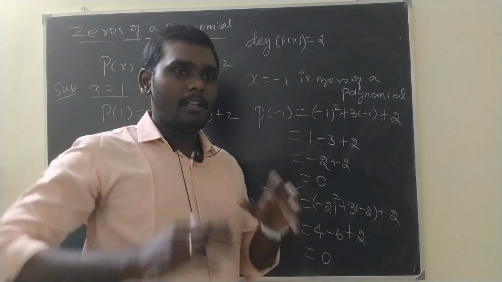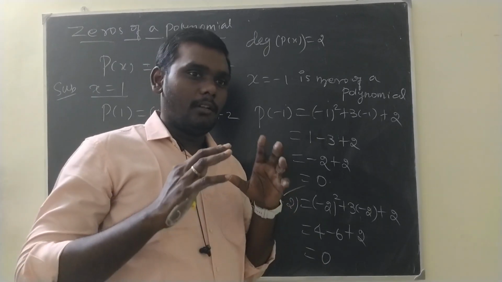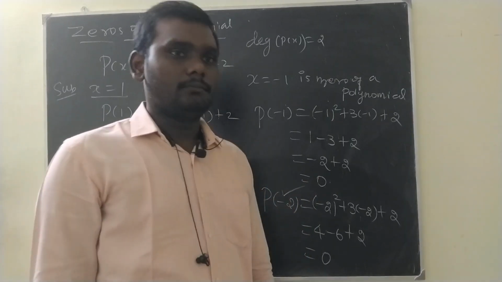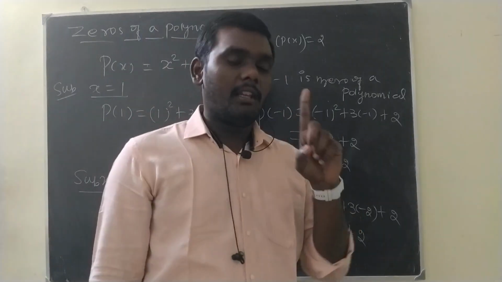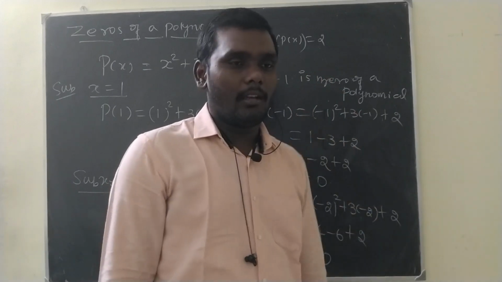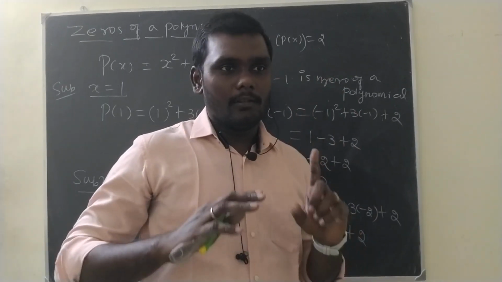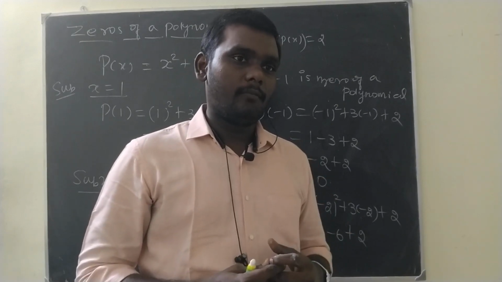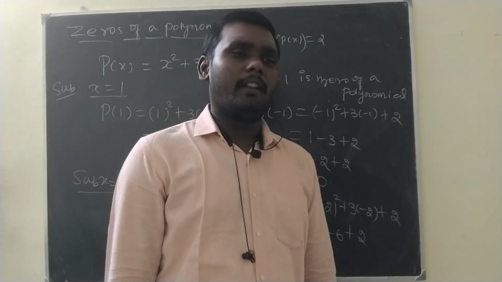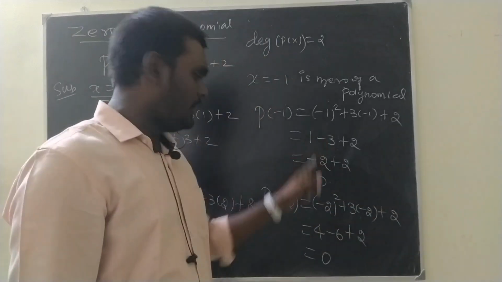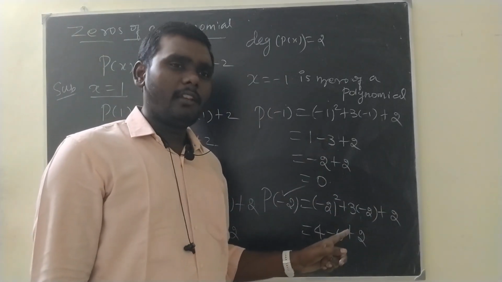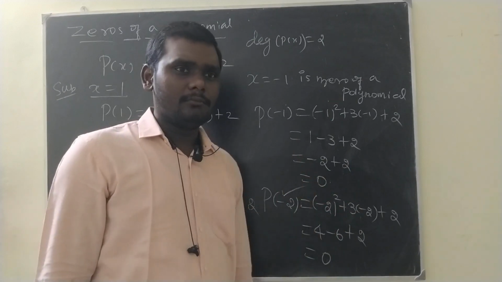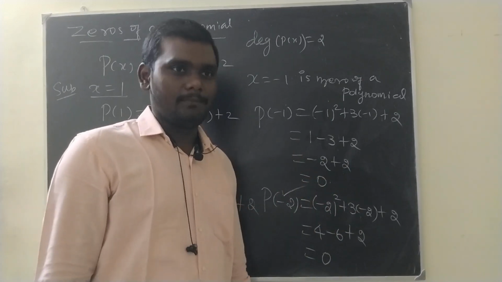Now, how many zeros does a linear polynomial have? 1. You can say at most 1. How many zeros does a cubic polynomial have? At most 3. Sir, why sir at most 3? See, we got 2 values. We are saying at most. Is there a polynomial which has only 1 zero? Yes, there is.